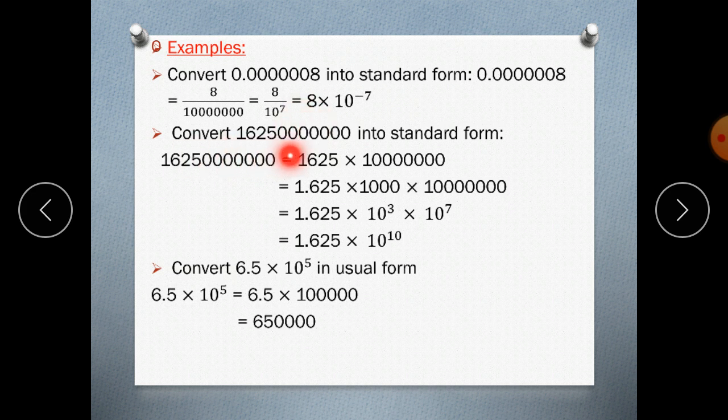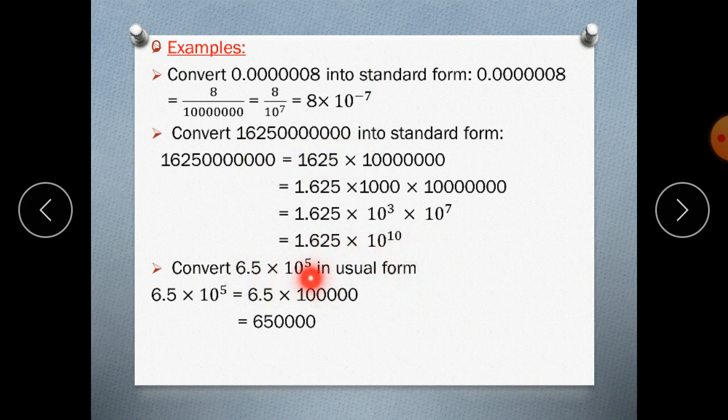Convert 162500000000 into standard form. Here after 1625 you have a total of 7 zeros, so you need to write 1625 into 10000000. Now if I convert 1625 into a decimal, or I put my decimal here, I need to multiply it by 1000, as I am shifting my decimal from after 5 to before 6. So I have 1.625 into 10 raised to 3 into 10 raised to 7, which according to the first law, if I have the same base, I can add the powers. So 3 plus 7 is 10. So I get 1.625 into 10 raised to 10. This is how I convert from the usual form to the standard form.